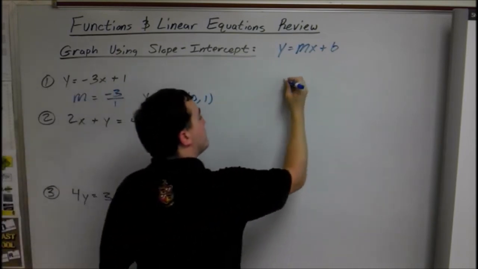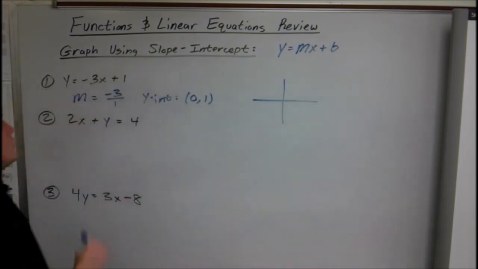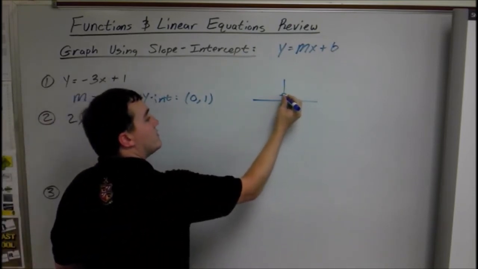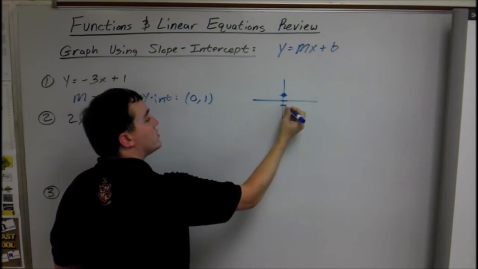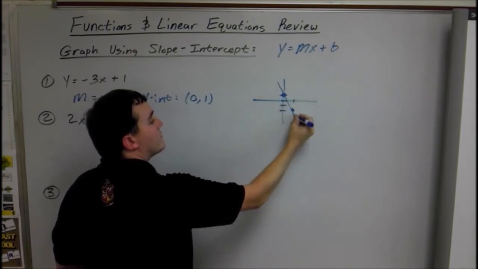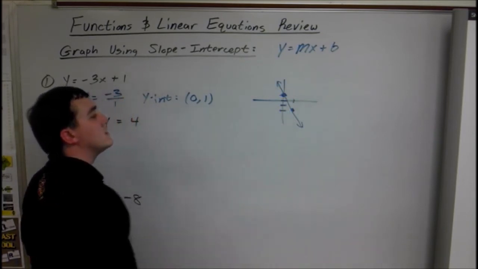And then you can graph it. We have a point at 1, and we're going down 3 over 1. So we have a point at 1, and we go down 1, 2, 3 over 1. And that's going to be our line. You only have to graph 2 points to graph a line.